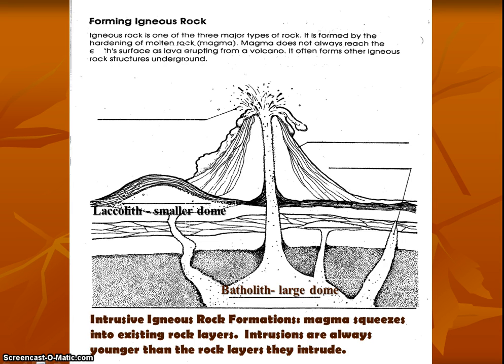Now our next intrusion is called a laccolith, and it also is a dome, but it's a bit smaller, and it will squeeze in between rock layers. So you can see in the picture here, it actually has pushed up a layer of rock, creating what looks like a hill in this picture.